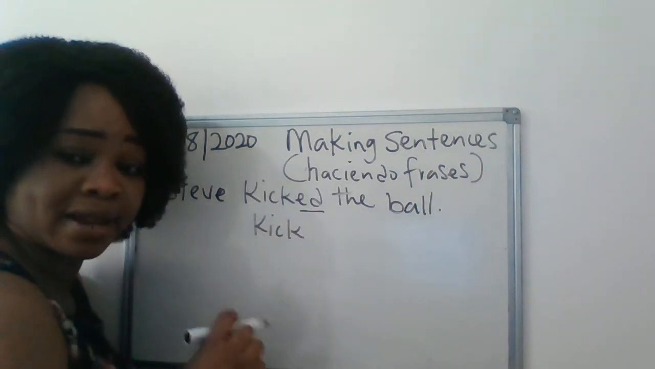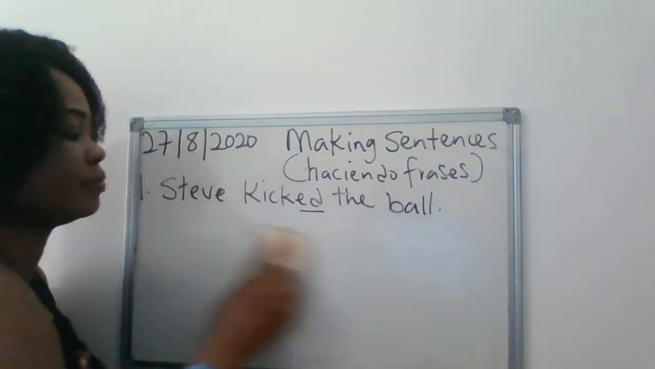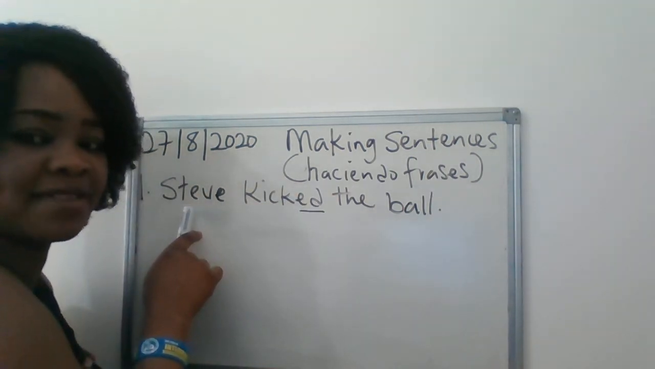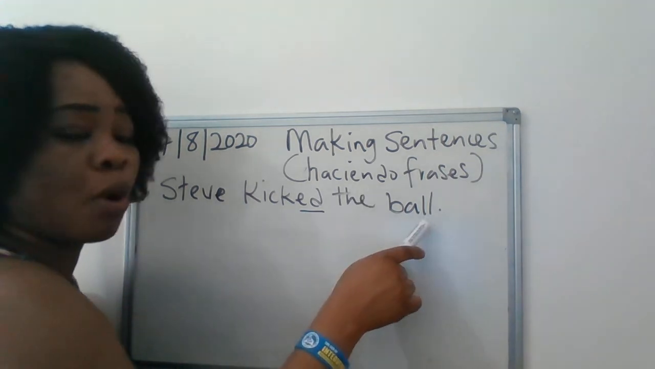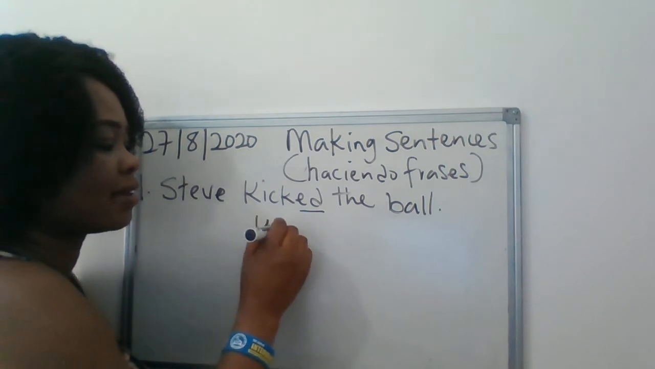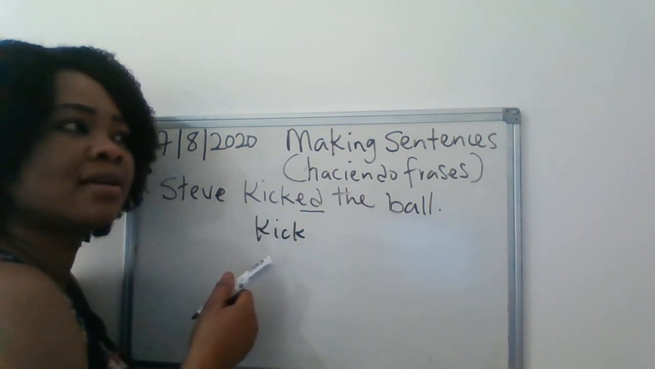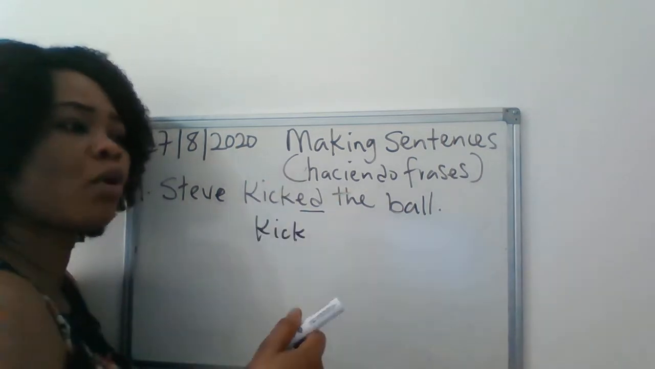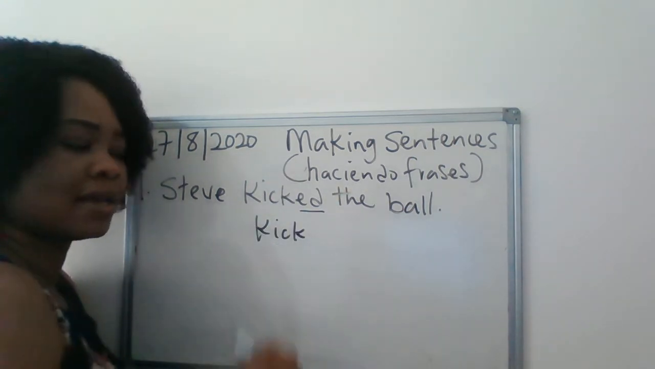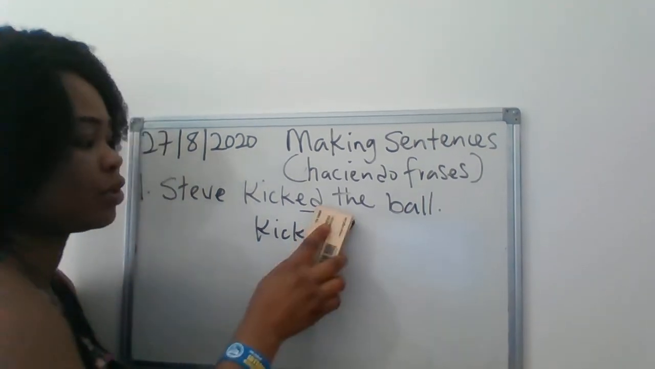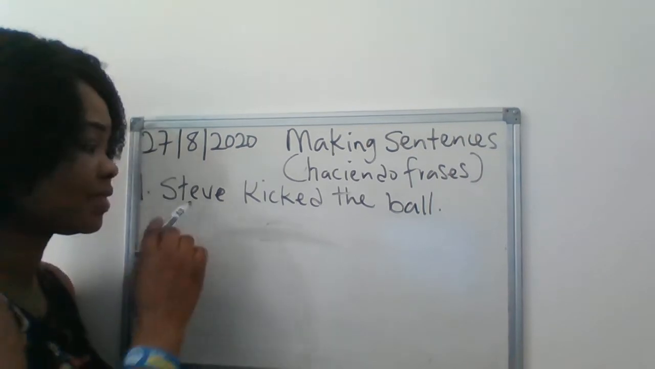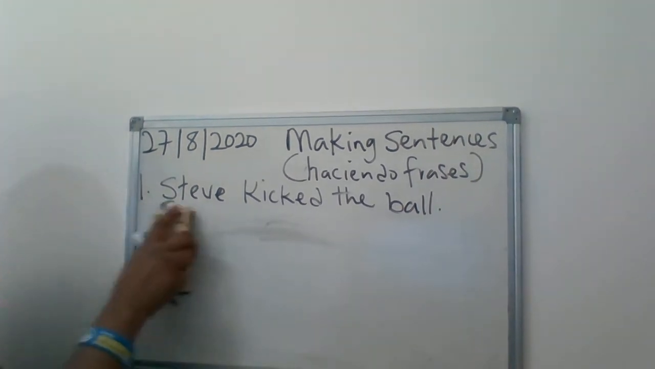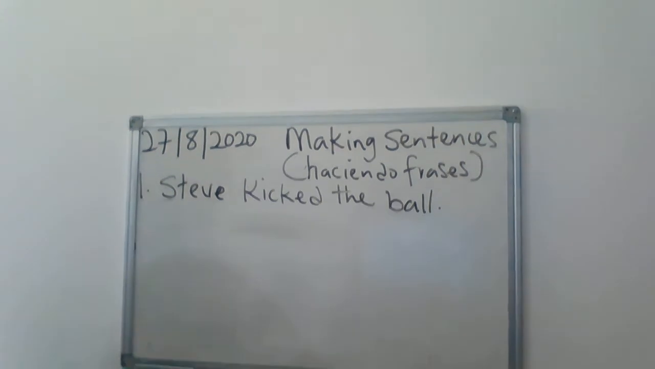This here is past tense, ¿vale? Pasado. ¿Vale? Steve kicked the ball. Kick. Hey! Kick the ball, kick it to me. Kick. But this is in pasado. Kicked the ball. Steve kicked the ball. Okay?